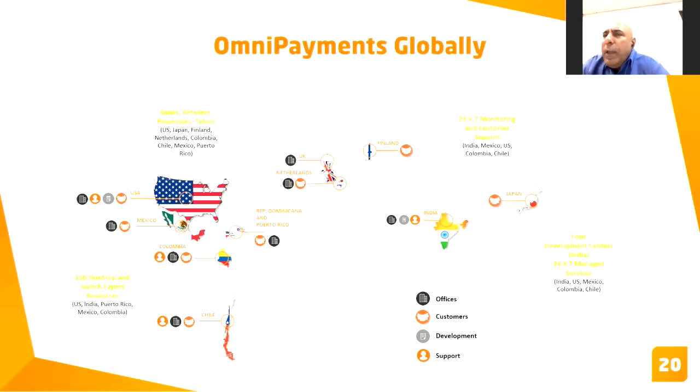OmniPayments itself is located in many countries. The United States, Mexico, Colombia, Chile. These are the major Latin American countries. Then OmniPayments is in the Caribbean. It is in Puerto Rico and in the Dominican Republic. We have customers in Europe, and we have our development centers in India. So with this entire infrastructure, we are able to provide low-cost development solutions, as well as 24/7 managed services and monitoring. Next.